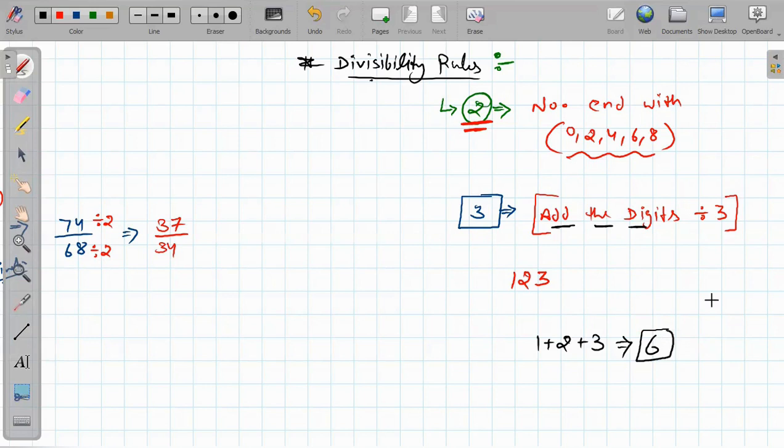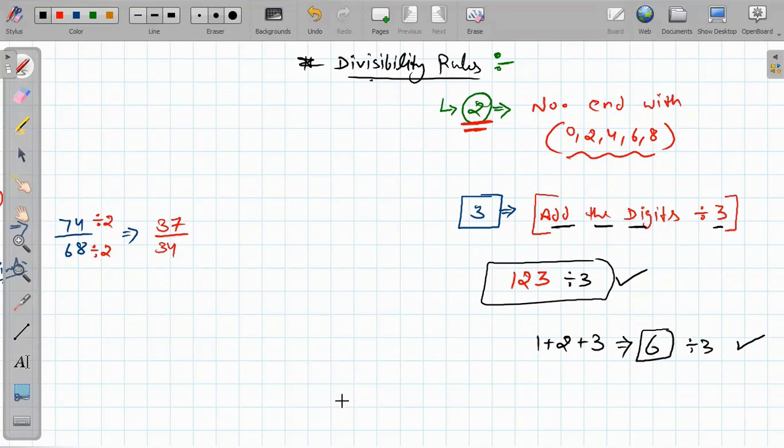Now we check, is this 6 divisible by 3? Yes, 3 times 2 is 6. So we can say this number is also divisible by 3. We are sure about it now. The simple rule: just add up the digits, and if that number is divisible by 3, then the whole original number will also be divisible by 3.